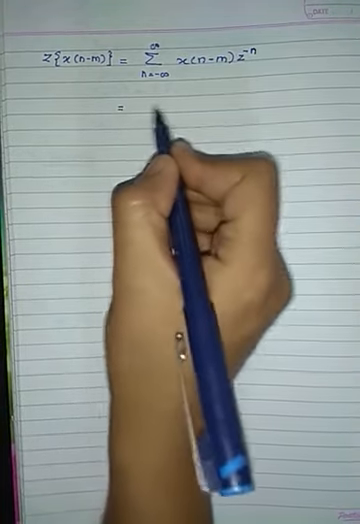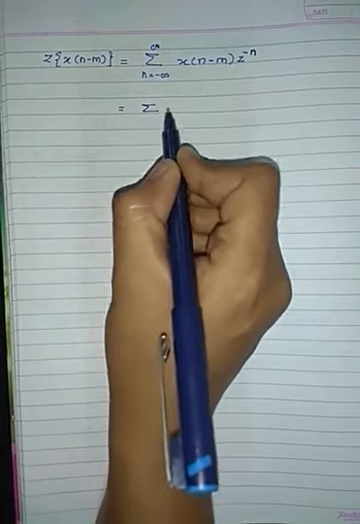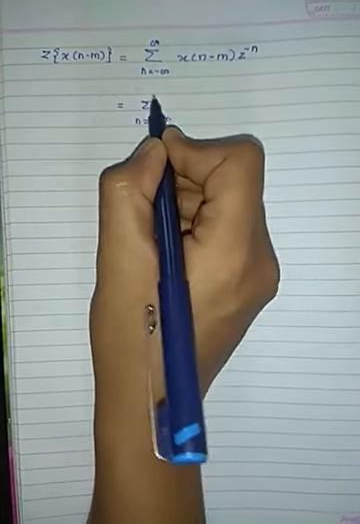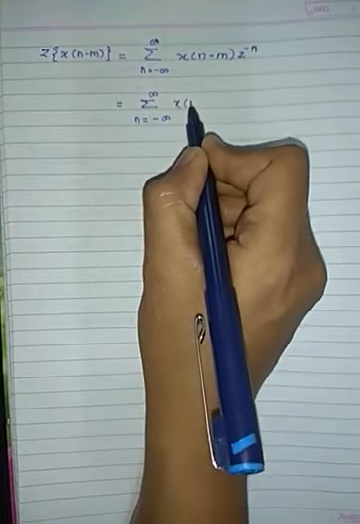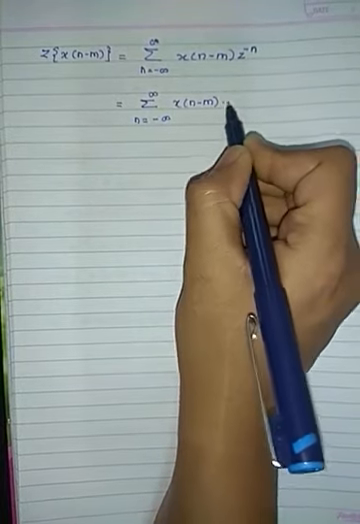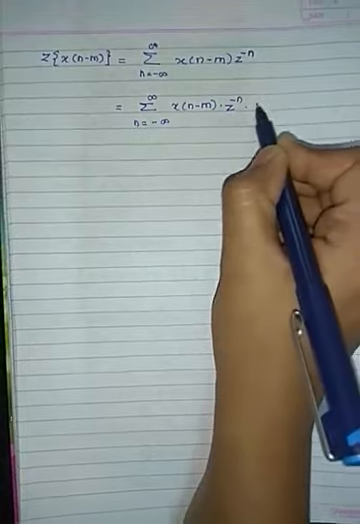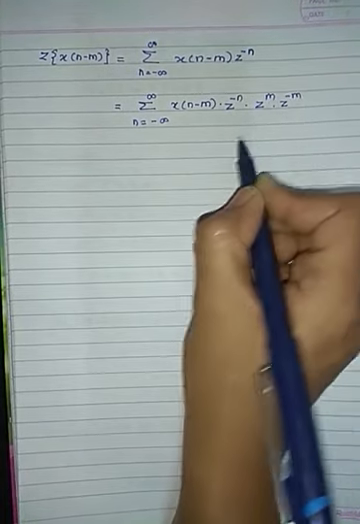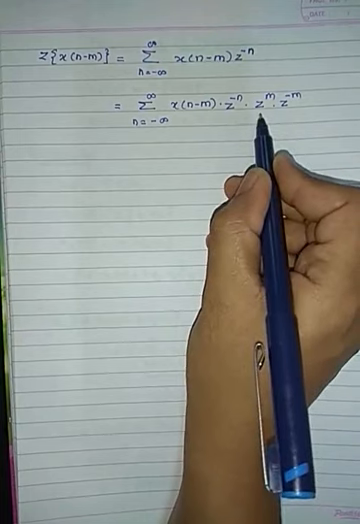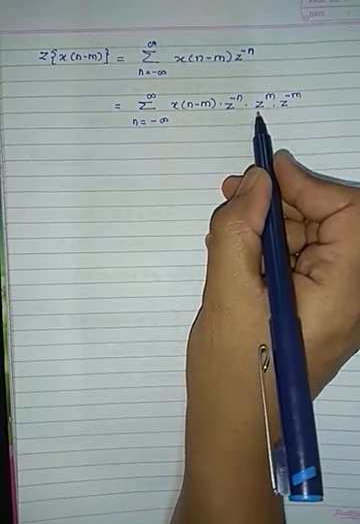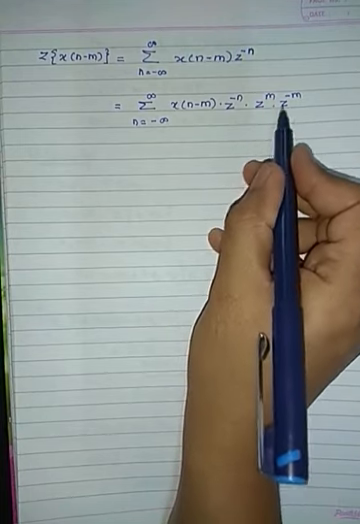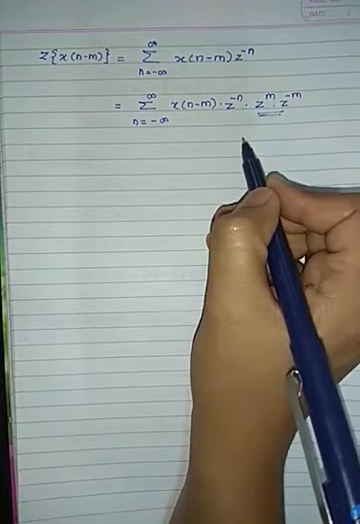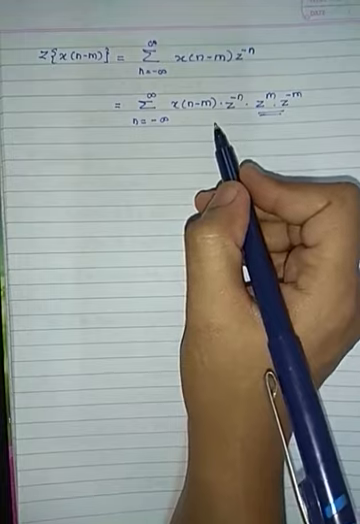We will multiply the equation, the summation from n equal to minus infinity to plus infinity of x of n minus m into z raised to minus n, by z raised to m multiplied by z raised to minus m. By multiplying the total equation by z raised to m into z raised to minus m, this total term is equivalent to 1, so it will not affect our equation.